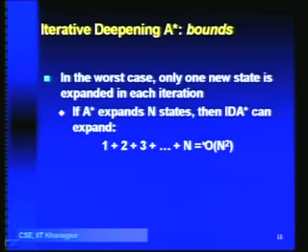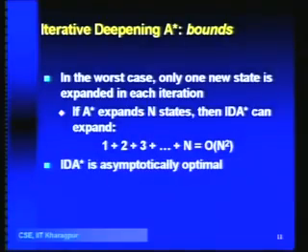So, the time increase is only quadratic, but the space is exponentially saved, because it can grow in order of b to the power of m, where b is the branching factor, but here you are doing it in linear space, right. So, it is asymptotically optimal.